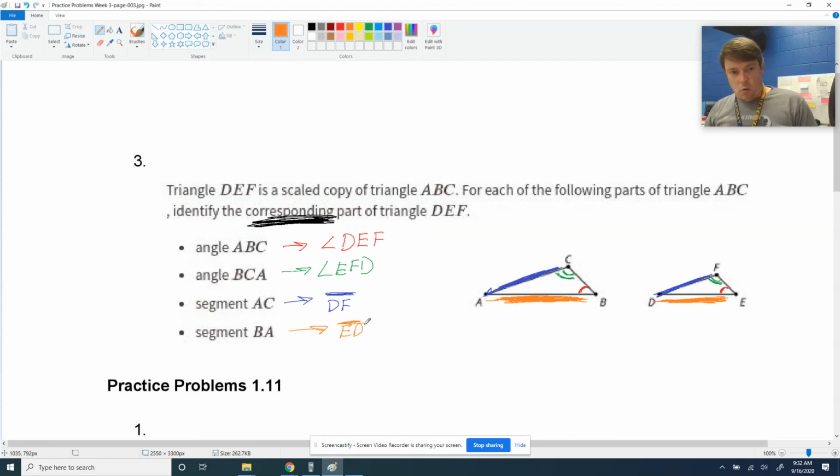And there you go. There's your finished homework for practice problems 1.9.